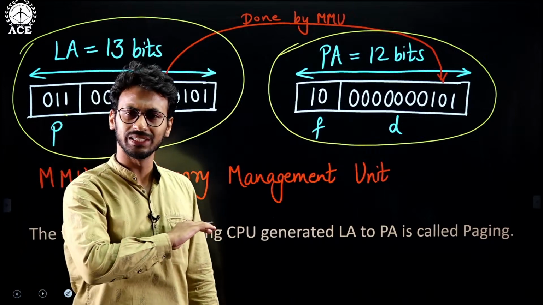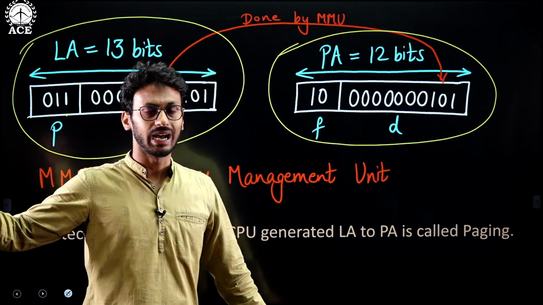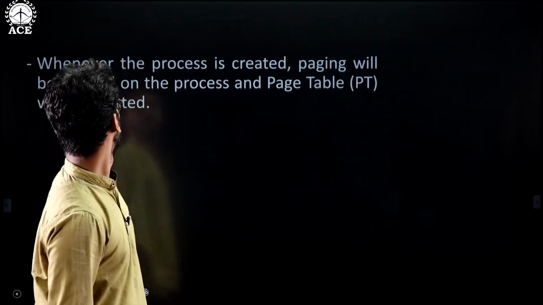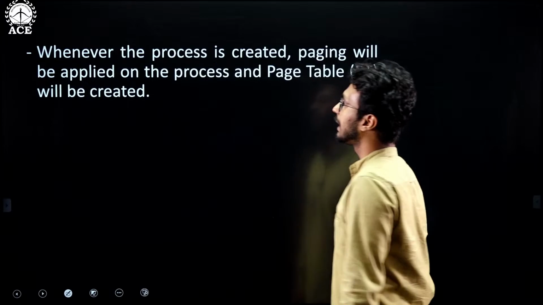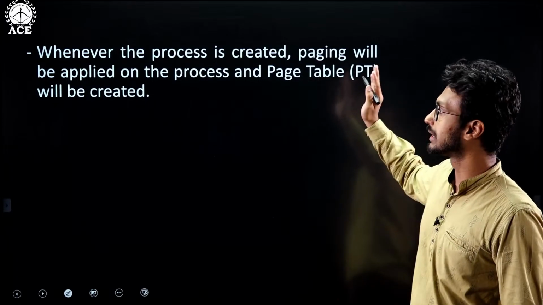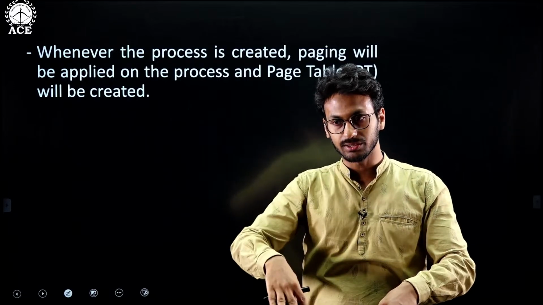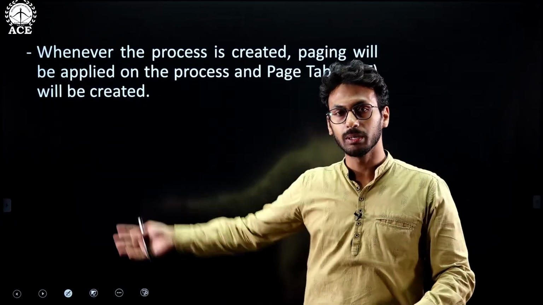I hope this concept of paging is crystal clear. I explained it with examples, each and everything in detail. Whenever the process is created, paging will be applied to the process and a page table will be created. The process will be divided into pages, and the pages will be brought into memory, isn't it?